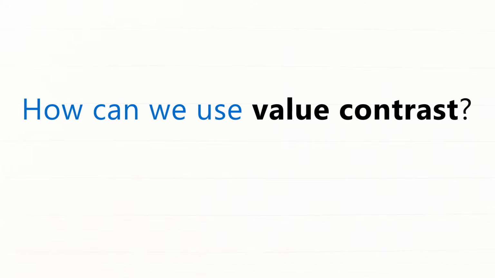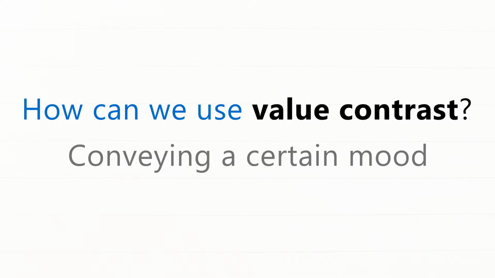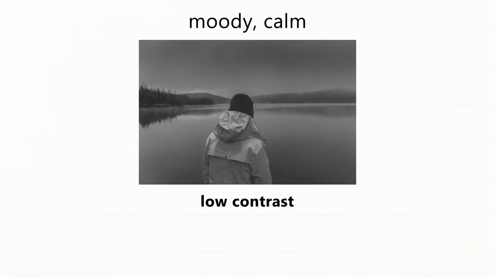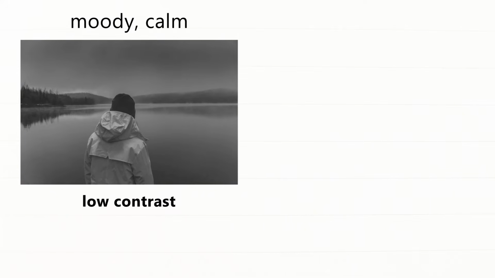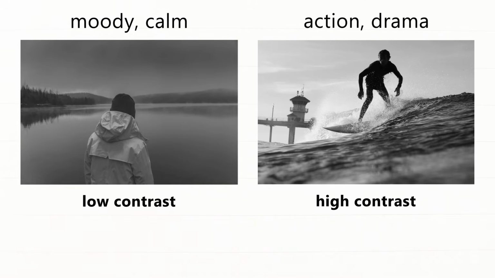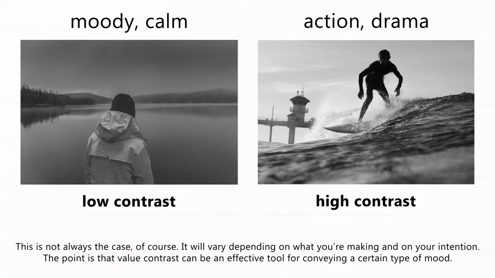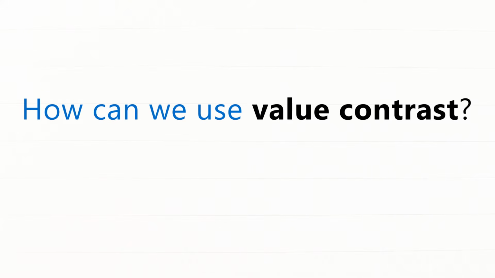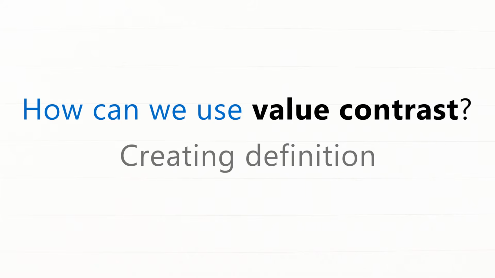Another application is mood. If you're making something moody and calm, you might want to use low contrast. As we saw earlier, low contrast can make things blur together and look a bit hazy, which can be useful for creating a calm and moody atmosphere. If you're making something with action and drama, you might want to turn the contrast up instead, because it tends to make objects look more eye-catching. Besides distance and mood, there is one use that is probably the most important one: definition.